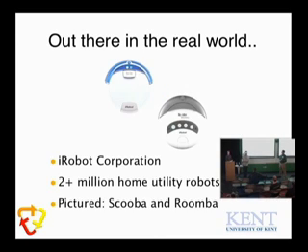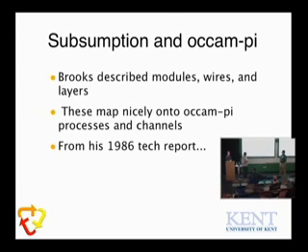So this is actually out there in the real world. Rodney Brooks started a company called iRobot. They make the quite popular Roomba robotic vacuum cleaner, and the Scooba floor cleaning device as well. They've sold over 2 million of these, and these use the behavioural control system. This is very much an emergent from his research. So I took this subsumption architecture and looked at how we could apply it to occam-pi to make reusable robot control systems.